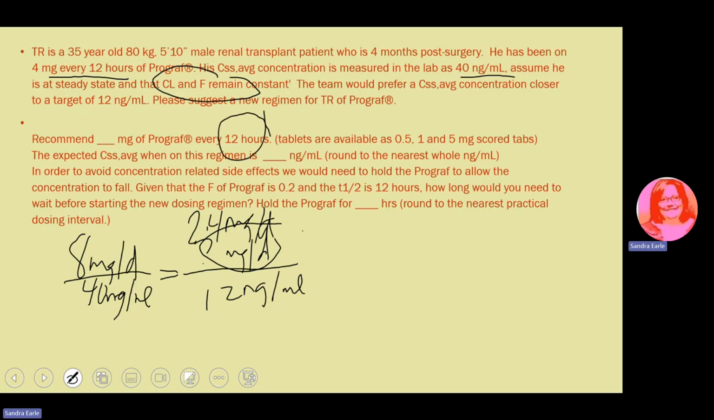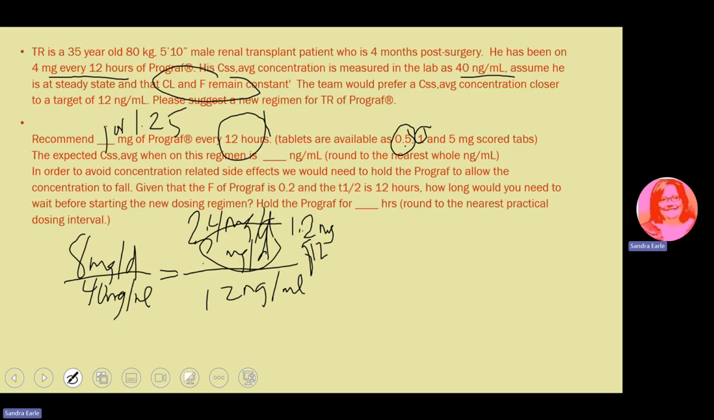So we split that in half. So it'll be 1.2 milligrams Q12, but they come as 1 milligram tablet. So you could say 1 milligram every 12 hours, but as one of our astute students pointed out, if you could split the 0.5, we could give 1.25 milligrams every 12 hours, which would be closer, wouldn't it, to our target. So either of those are acceptable, 1 or 1.25 milligrams of Prograf every 12 hours.